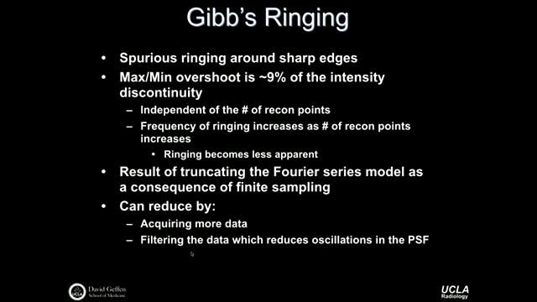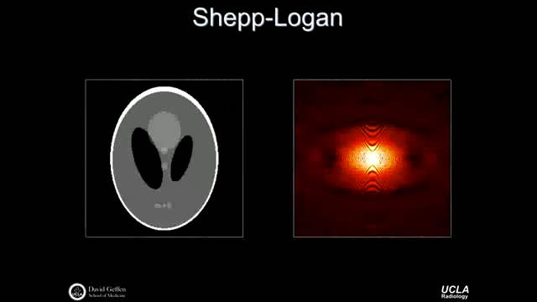Another option is to filter your data, which can reduce the oscillations. You'll see these oscillations in the point spread function in just a second. And we can push this Gibbs ringing down and deal with it in a pretty acceptable way. So here we can use, I forget what the function in MATLAB is called that lets you generate these Shepp-Logan images. I think it's just called phantom. You can generate these objects relatively easily in MATLAB, then just take a 2D Fourier transform and you get something that looks like this.